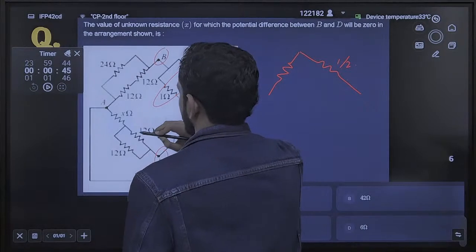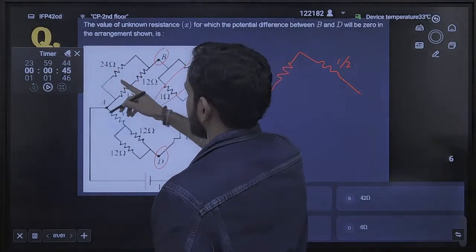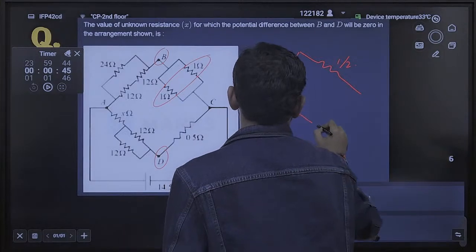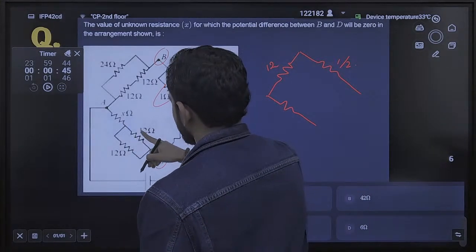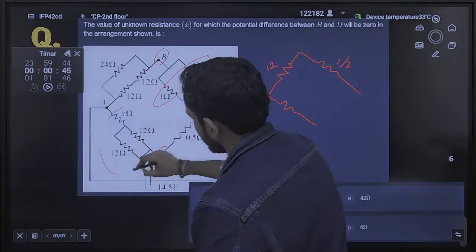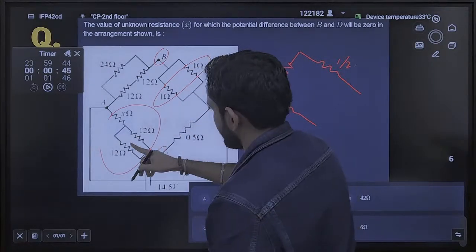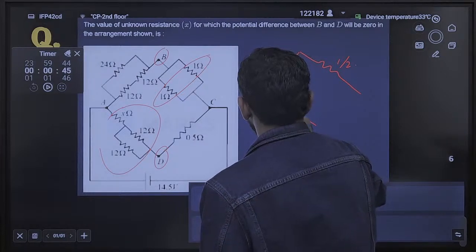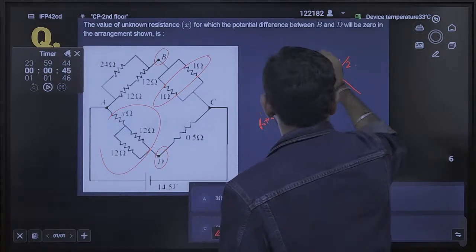12 and 12 will be in series, that means 24, and 24 in parallel means the net will become 12. Come here, this is what X. Firstly, these two are in parallel, that means the net equivalent resistance at this point. First solve this parallel, that means it will make 6 and X in series, that means 6 plus X will be the final one.